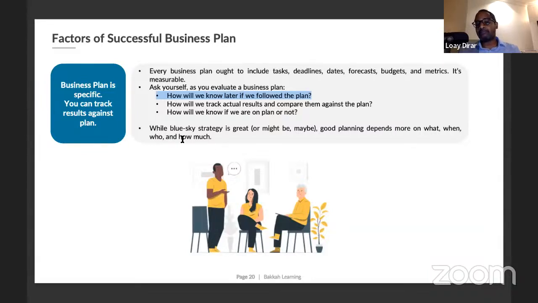And there's a blue sky approach strategy, and you can learn more about it. This is a very good approach when it comes to developing business plans. It's called the blue sky strategy. It's a great approach. It helps with good planning and depends more on what, when, and how much. So this is an approach which is quite close to managing projects. By the way, project management still plays a very important role when it comes to implementing business plans. Okay.